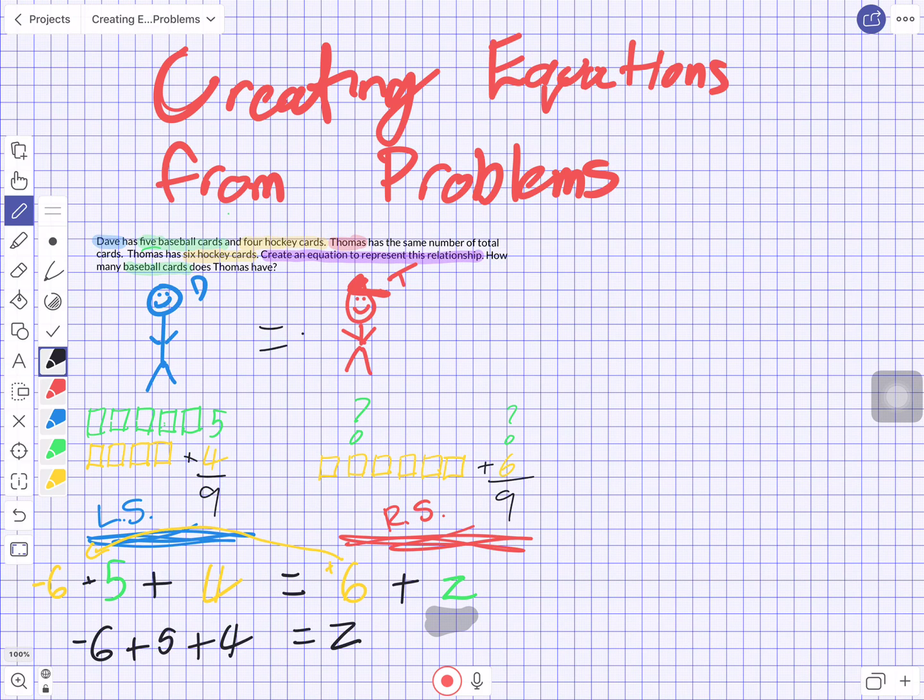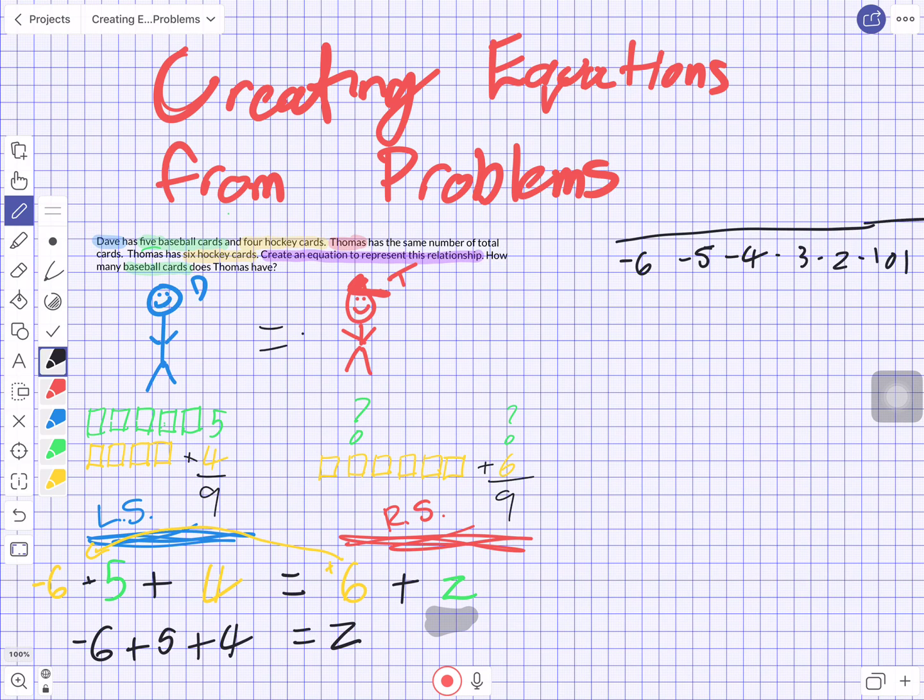Z is the number of baseball cards. Now we have to put together these integers. It's a little tougher. -6 and +5. Do you know what that is off the top of your head? We can make a number line. Sure. Okay, so we're going to start at -6, right? Would it be 1? Close. 0? Let's do the number line. You're very close.